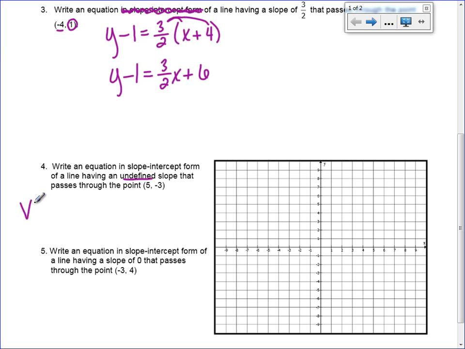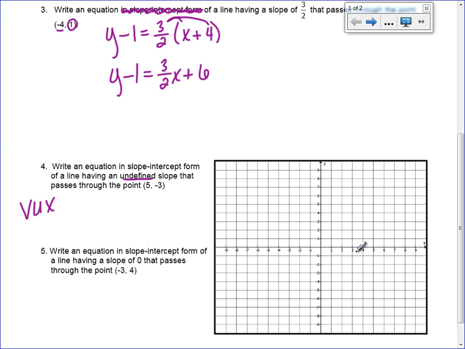Well, undefined slope means I have a vertical line. Vertical lines have undefined slope, and their equations are always x equals, because no matter what, x is the same number. So here's what we're going to do. I'm going to graph it and just show you.